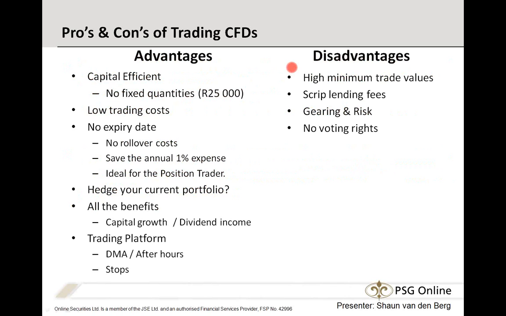So quickly, just talk about the pros and cons of trading CFDs. They are capital efficient. However, there is a minimum quantity. Remember the exposure, 25,000. They're low trading costs. There's no expiry date. So you save yourself 1% when it comes to rollover positions. So say the rollover cost. So this is ideal for the position trader, someone who's more of an active investor, call it that, but someone who's got a longer term horizon.